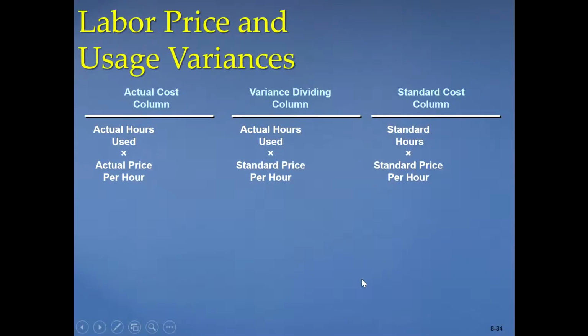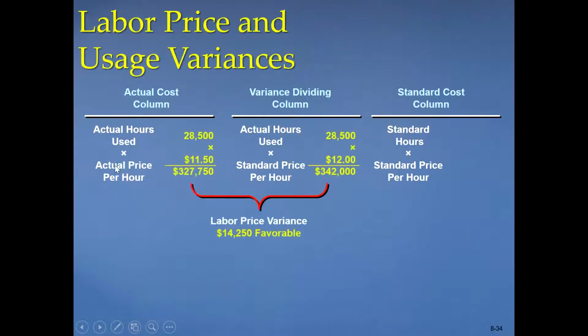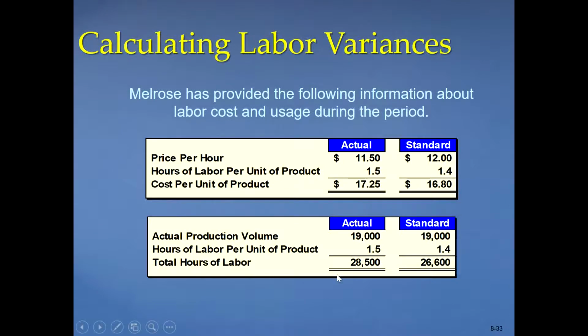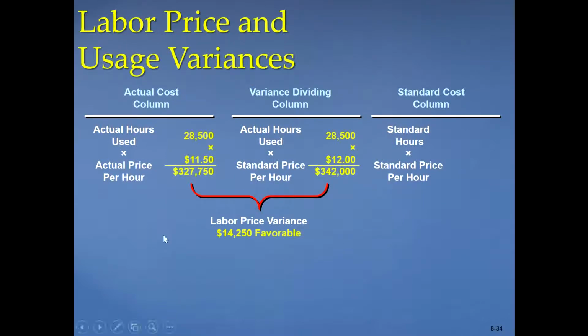Now how to calculate? Same method here. This is the actual column. This one here is the standard or our static budget column. Actual hours used, 28,500. If you go back from here, this one, 28,500, multiplied by the cost per hour given, 11.50, on page number 368. These prices were given. So this is the actual cost of the labor. This was the standard cost of the actual hours times the standard price of the labor. So this is the labor price variance.